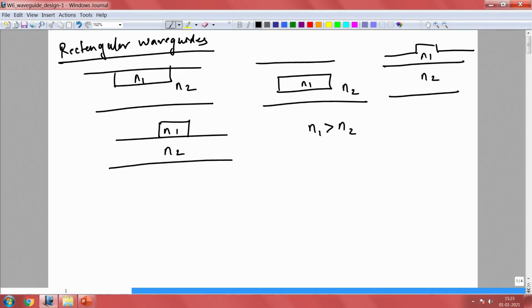So, these are all different types of rectangular waveguides. What is very difficult about these structures? I mentioned something about the boundary condition. The boundary conditions for these waveguides are not that clear. It's coupled. Why is that? That is what we want to understand here.